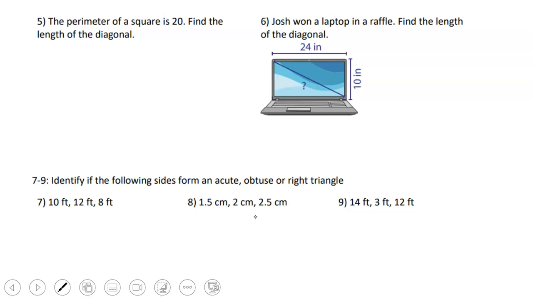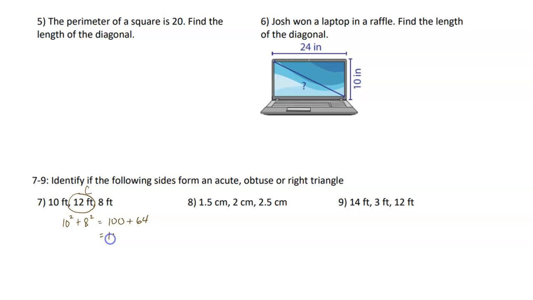I'm going to leave number 6 for you to do. And when you're doing number 7, 8, and 9, make sure that you circle your largest number first and you treat that like C. So if I do 10 squared plus 8 squared, I get 100 plus 64, or 164. And then if I do 12 squared, I get 144. Since 164 is greater than 144, I know that this triangle is acute.